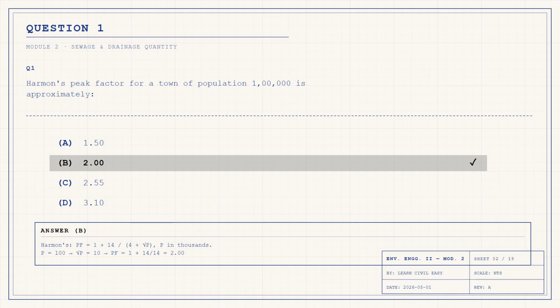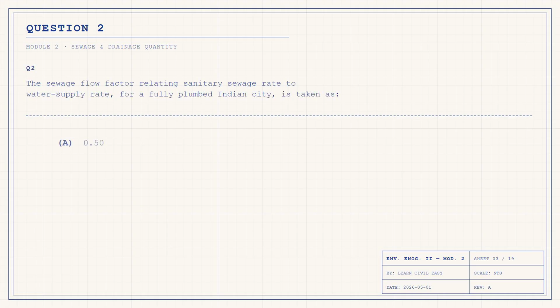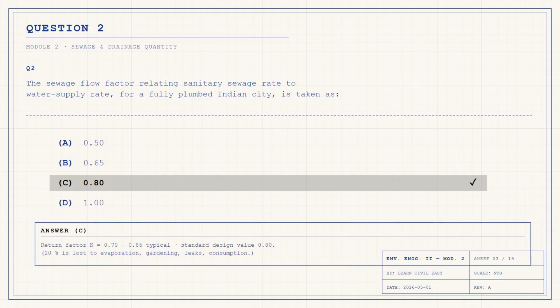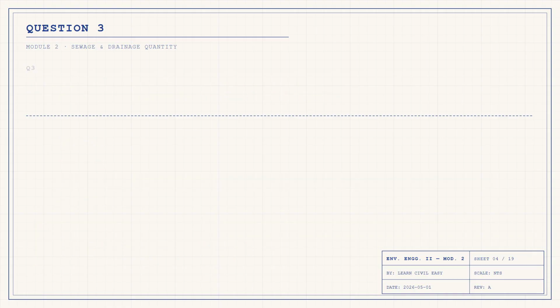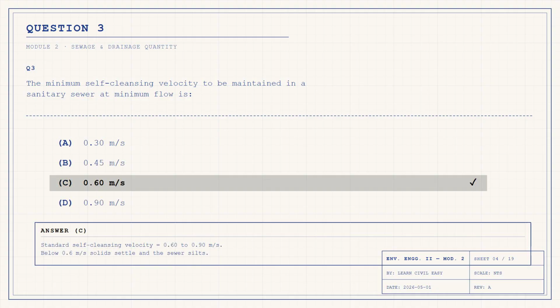Question 2. The sewage flow factor, also called the return factor, for a fully plumbed Indian city. Typically 0.7 to 0.85 of the water supply returns as sewage. The standard design value is 0.80. The answer is C. Question 3. Minimum self-cleansing velocity in a sanitary sewer at minimum flow. The standard value to keep solids in suspension is 0.6 meters per second. The answer is C.